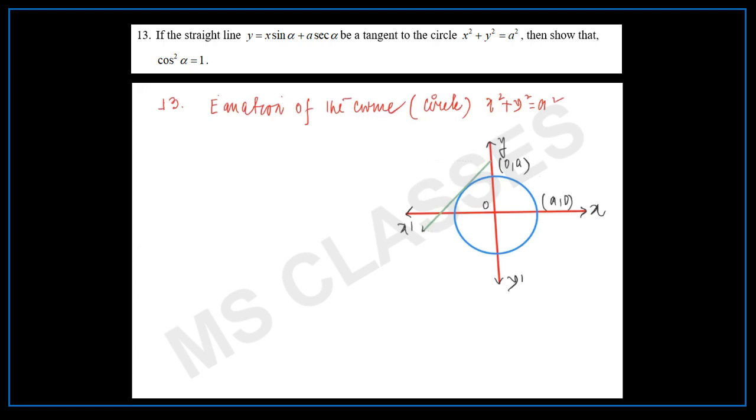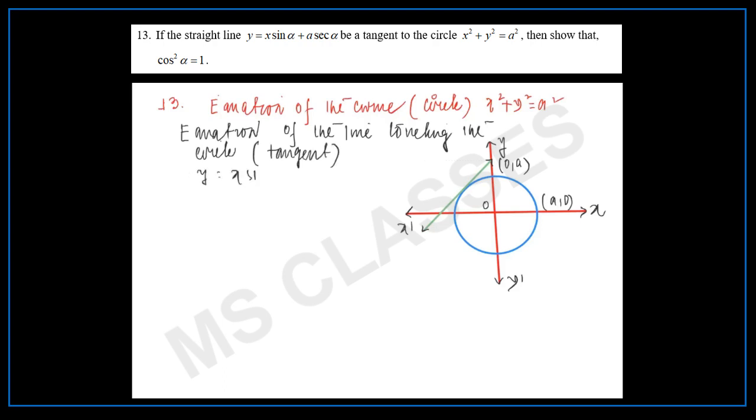So the equation of the line touching the circle, in bracket tangent, is y equal to x sin alpha plus a sec alpha. We mark this as equation 1.